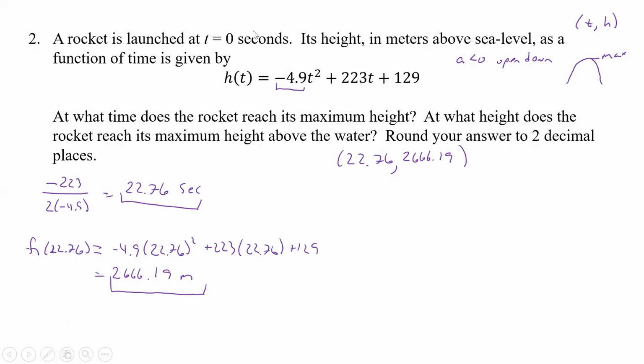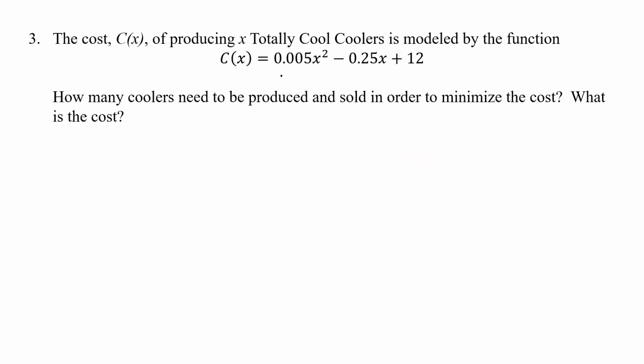The next one's a cost function. All right, so here, before we read it, we see that A is greater than 0, so it opens up. Well, that means we're looking for a minimum, okay? So we have a cost function C of x of producing x totally cool coolers is modeled by the function given. And how many coolers need to be produced and sold in order to minimize that cost? And what is that cost?